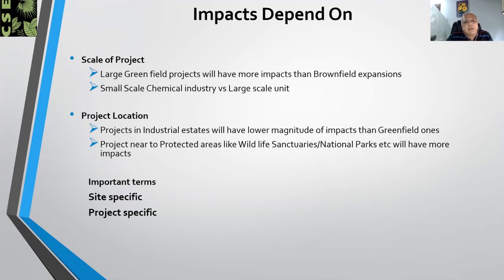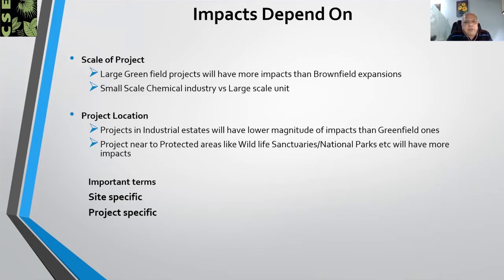Then the impacts also depend upon the scale of the project. If you have a large greenfield project, then it will have substantially more impacts than the brownfield expansions. Similarly, a small scale chemical industry will have impacts which are more on a localized scale, versus a large scale unit which will have impacts which are spread over a larger area.